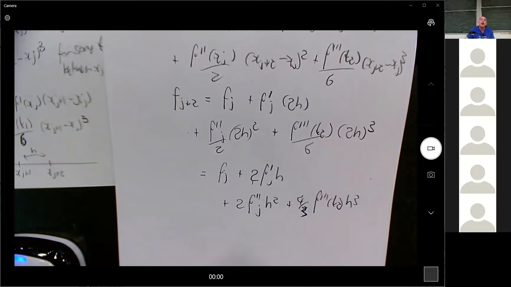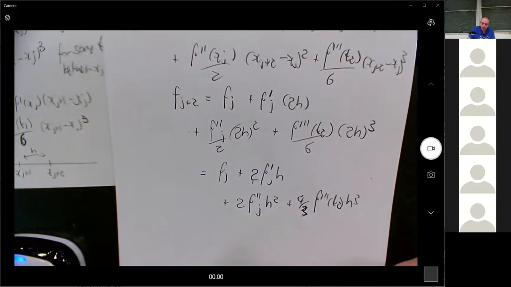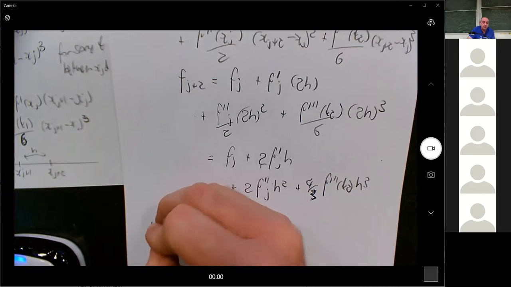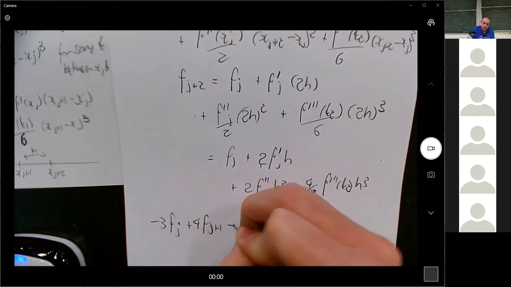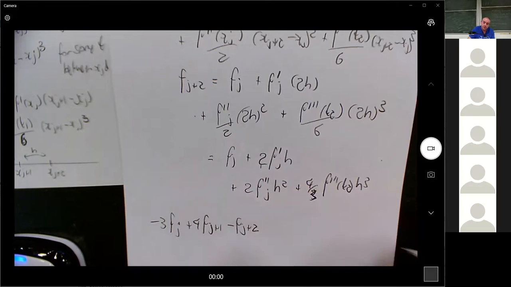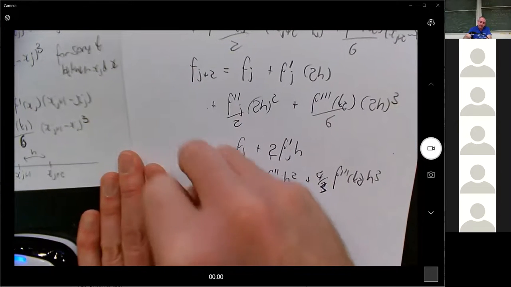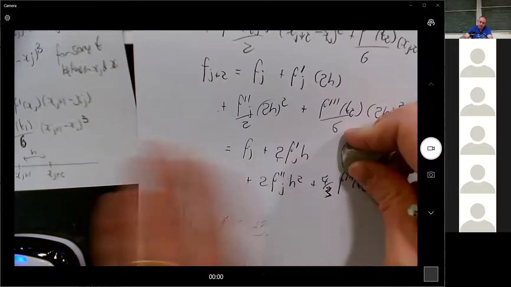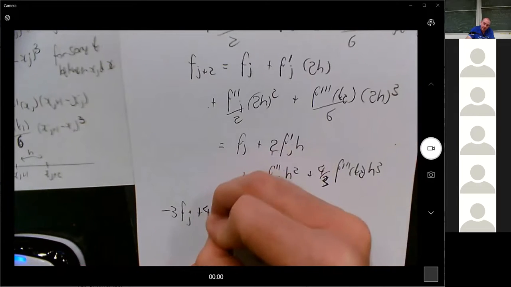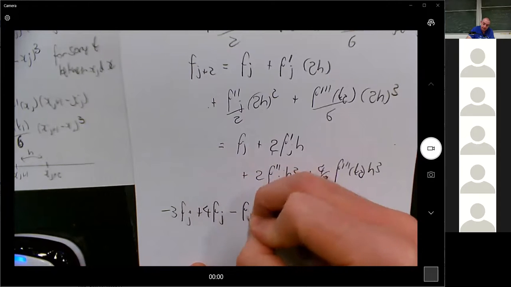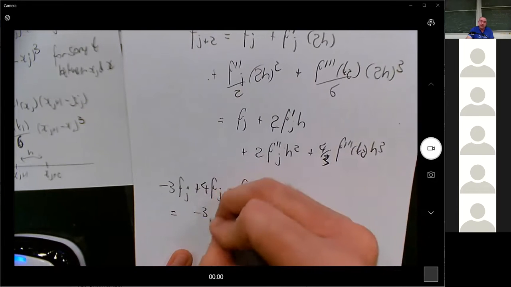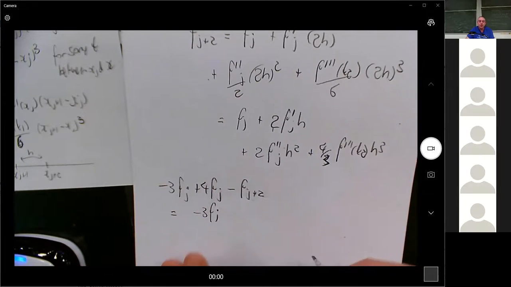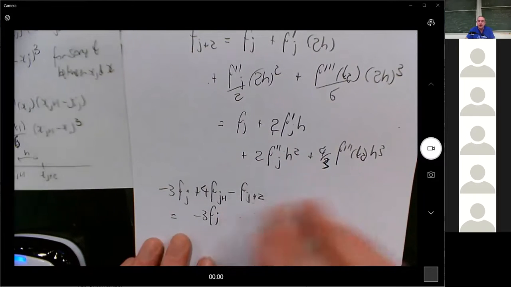And so now if I make the thing I want, which was this thing, all right. No, I can do it. I can cope. So the minus 3fj is just minus 3fj. There's nothing I can do about that. But the 4fj plus 1, I know what fj plus 1 is. It was at the top of my page. What was it?